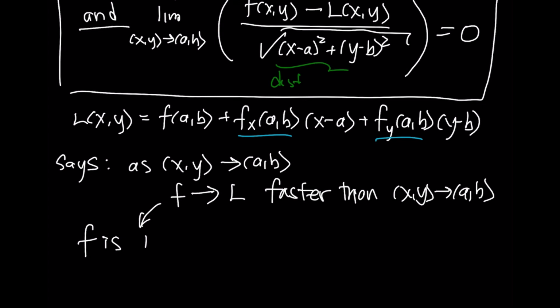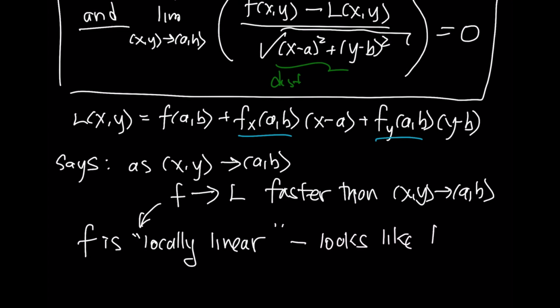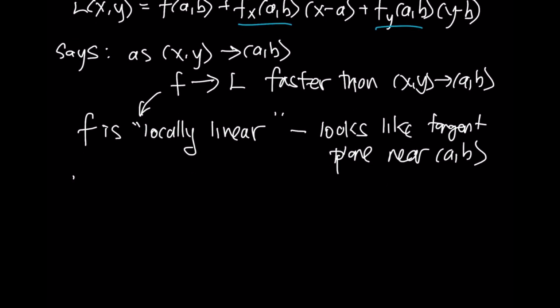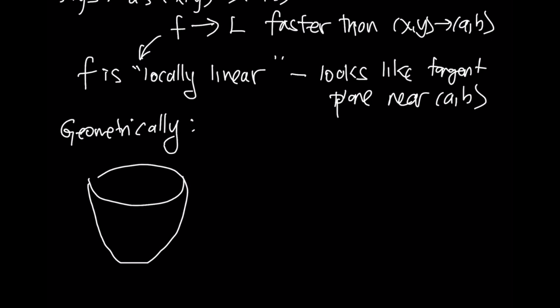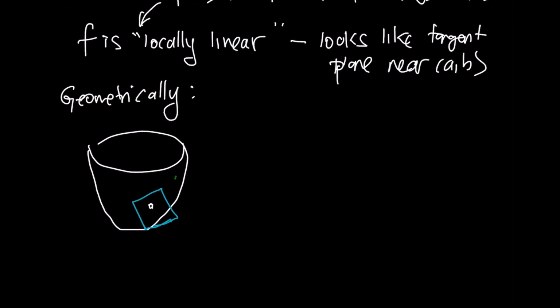And what that tells me is that the function is locally linear. It looks like a tangent plane near this point (a, b). This plane is the one and only plane for which this is going to happen. This is the magic condition. Now, geometrically, what is this saying? If I have a function that is differentiable at a point, that means if you were to pick any other points and then draw a secant plane through those other points and your point, as you get closer to the point you're interested in, the secant planes converge to the tangent plane.